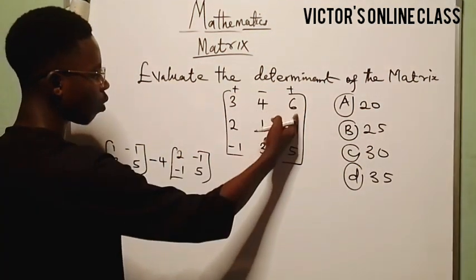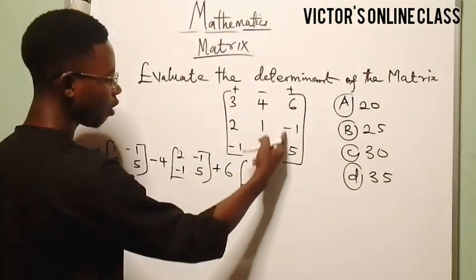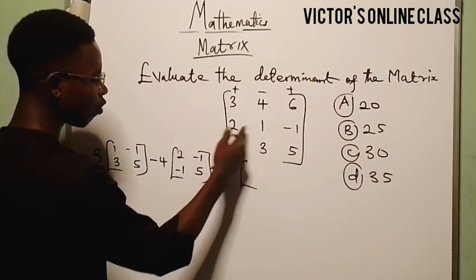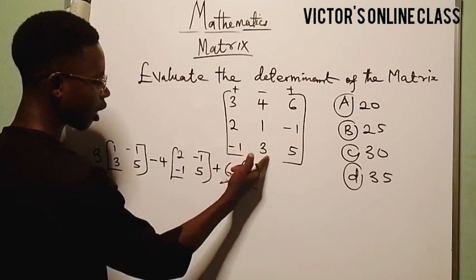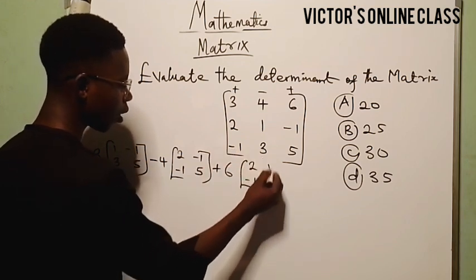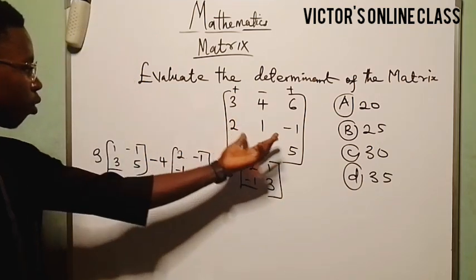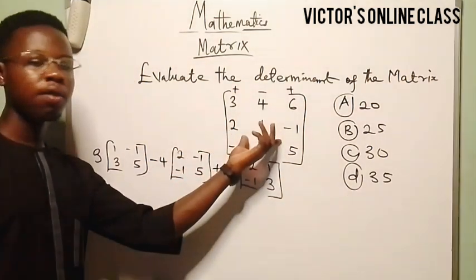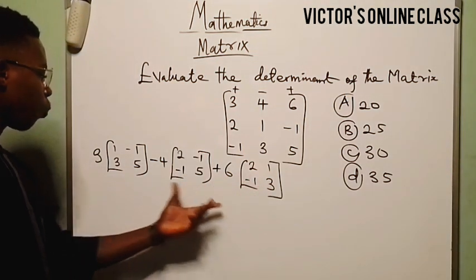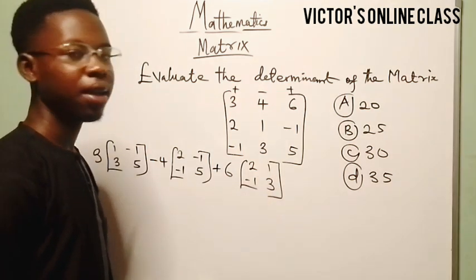Then here you have plus 6. Now anything under 6, don't take it. This is what you write in. Now you have 2, 1, minus 1 and 3. You have 2, 1, minus 1 and 3. Now if you follow these steps, you have broken this 3 by 3 matrix into 2 by 2 matrices. Now at this point in time, it will be easier for us to find our determinant.